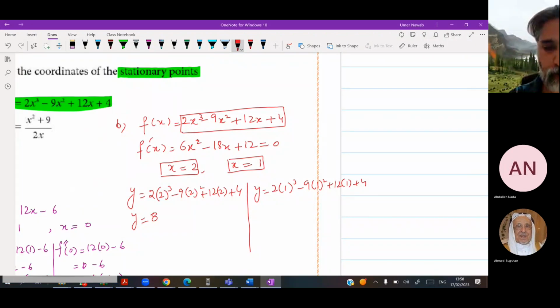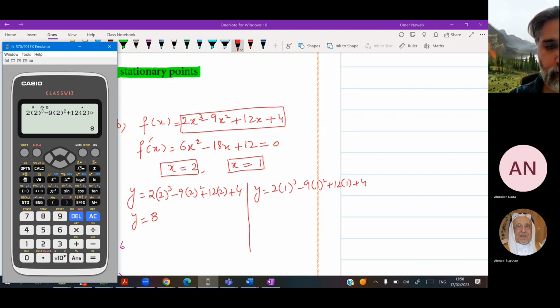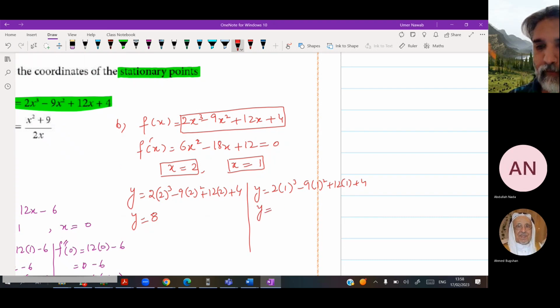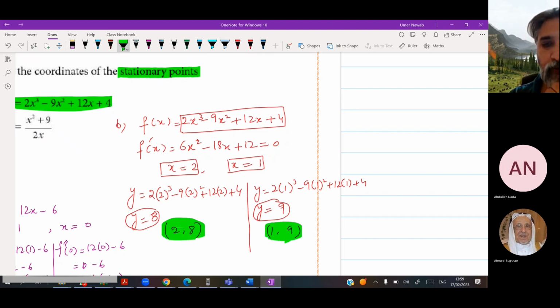It gives us 8. Now to find the second coordinate as well, in the place of 2, I will replace it by 1, and it gives us 9. So I got 2 points. The first point is 2, 8 and the second point is 1, 9. And I need to check these 2 points. Are these points at a maximum point or a minimum point?